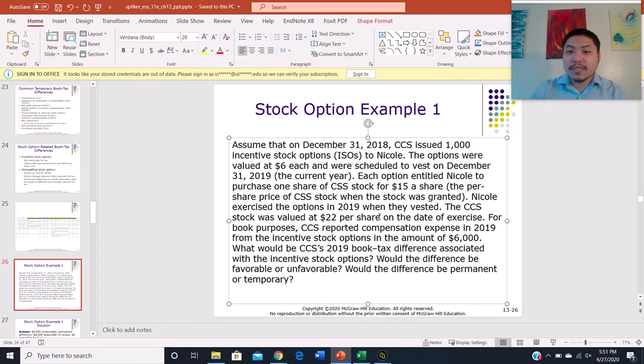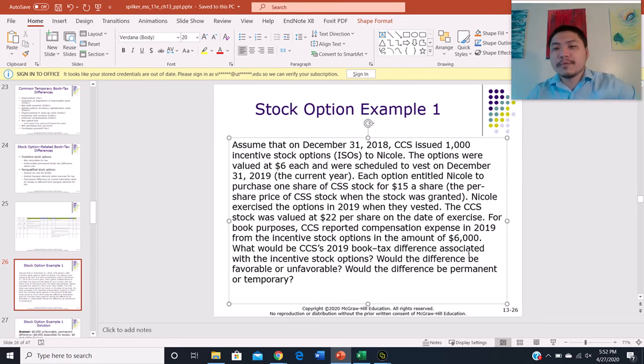So the bargain element here is $7 a share. For book purposes, CCS reported compensation expense in 2019 from the incentive stock option in the amount of $6,000, because $6 times 1,000 shares. So $6,000 is the fair market value of the stock options that they recorded in the books on the day that the corporation granted the options to the employees.